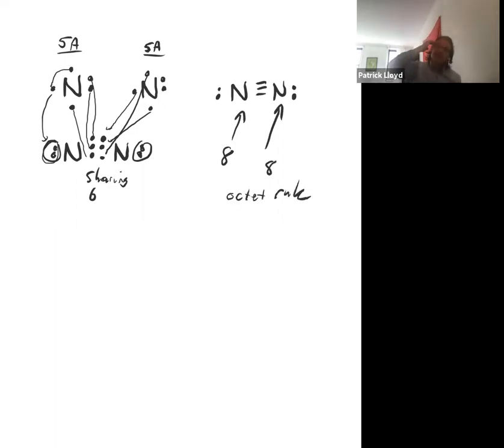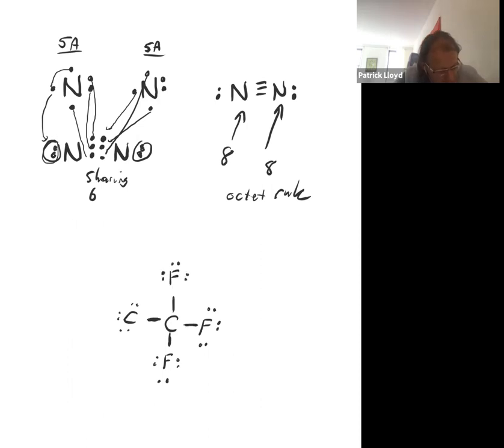So what we observe is that molecules, many of them, tend to form structures in which the atoms share electrons such that they have 8 valence electrons. So here's an example. Notice I'm using the line notation. This is called CF4, carbon tetrafluoride.